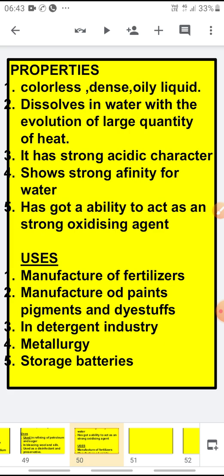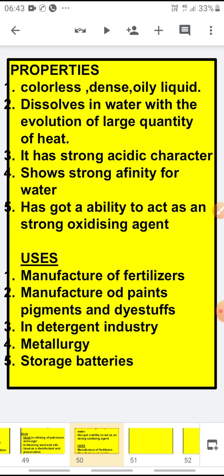Yes, it has a strong ability to oxidize other substances. Now coming to the uses. Sulfuric acid, children, the first important thing you should know is that a country's industrial strength can be judged by the quantity of sulfuric acid it produces and consumes. Why? Because in almost all industries, sulfuric acid is required.